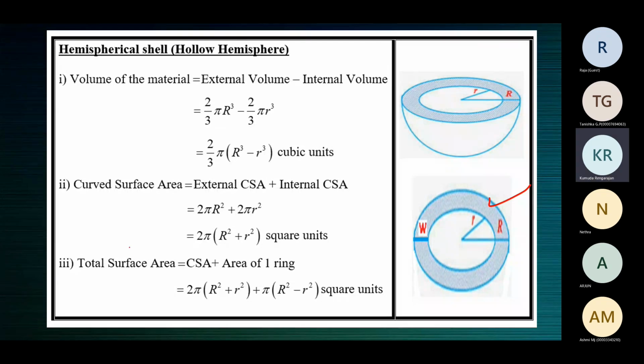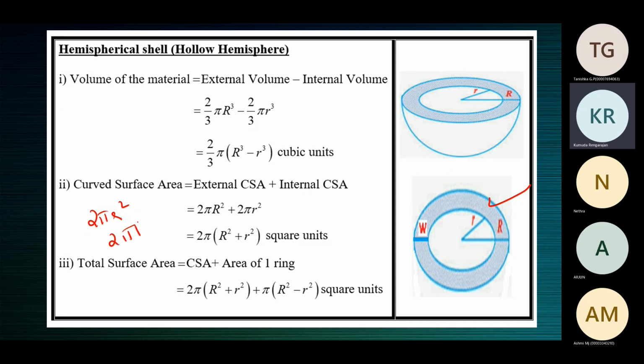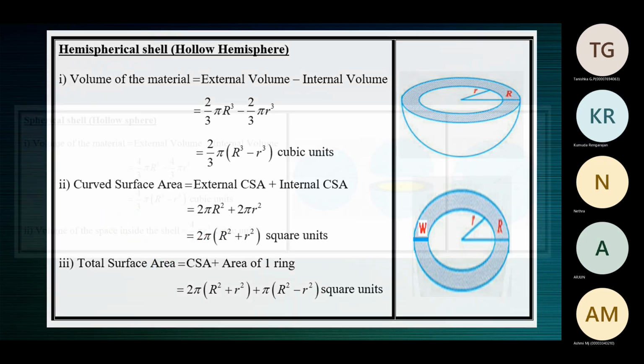Don't worry about this formula again, children. We can work it separately. You can find the inner CSA, 2 pi r square. Then find the outer CSA, 2 pi capital R square. Then find the area of one ring, pi (R square minus r square). Add all this to get the total surface area of a hollow hemisphere.